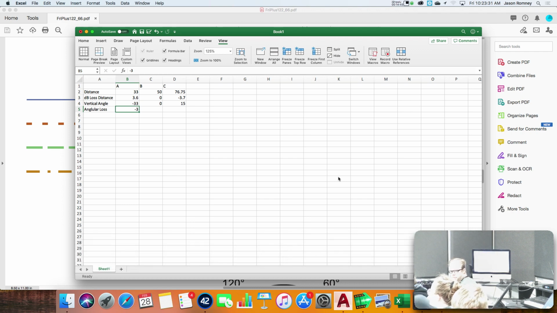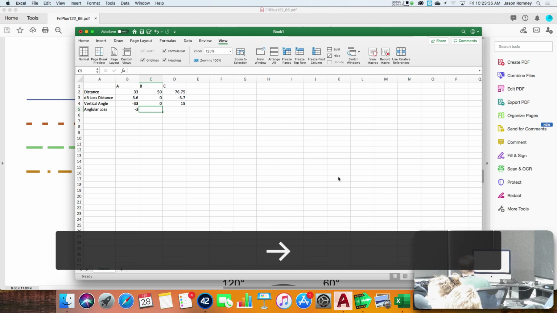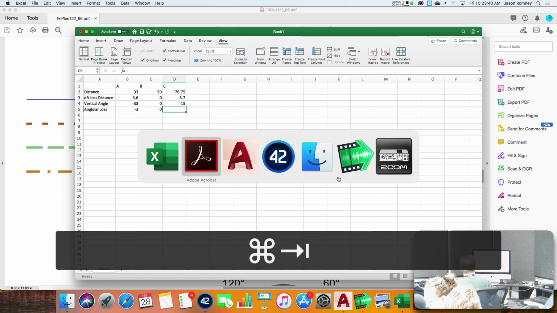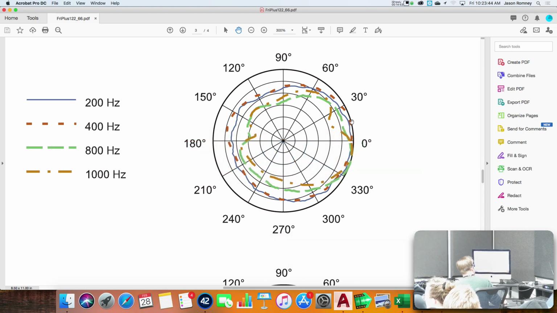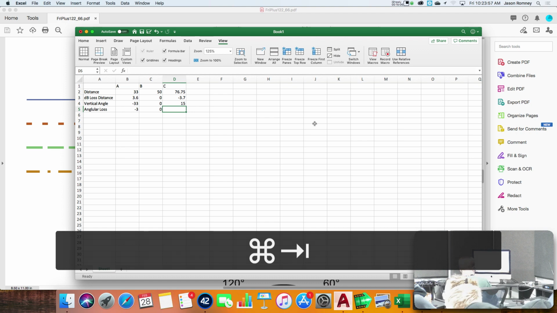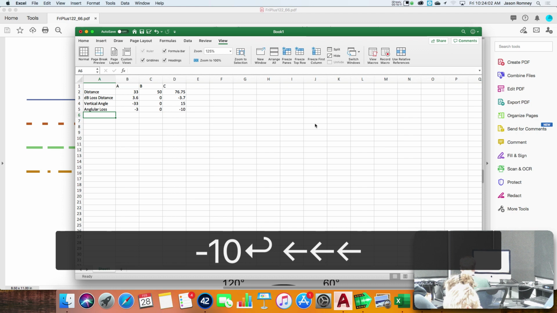Okay? Now, at seat B, I have no angular loss because I'm on axis. What about seat C? I'm going up 15 degrees. So I go here, up 15 degrees. That's about halfway between 0 and 30. Oh, look at that, there's that huge dip there. It's not quite 12, but I'm going to say 10. So I'm minus 10 there. Okay, so now I just have to total this up.